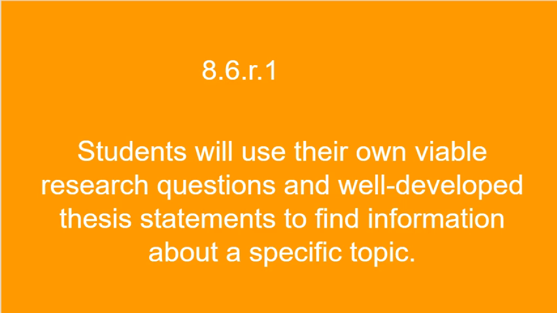Today we're discussing Oklahoma Academic Standard 8.6.R.1, 8th grade, Standard 6, Reading, Point 1. This standard is focusing on research, and even though we're focusing on research, we still have a component of reading. The reading standard here is students will use their own viable research questions and well-developed thesis statements to find information about a specific topic. Please pause the video and write down what this standard is about.